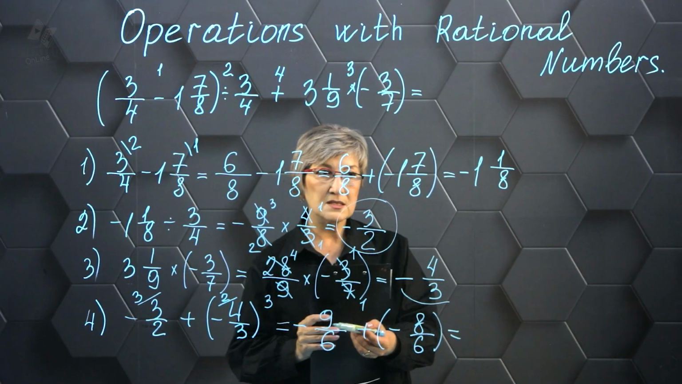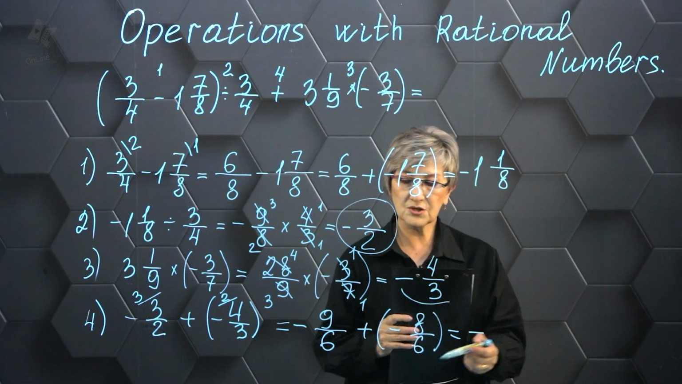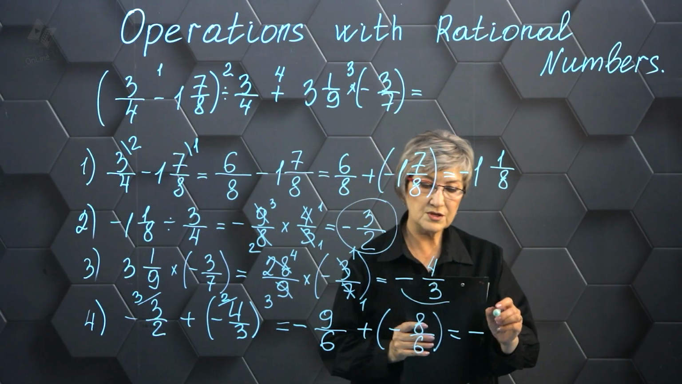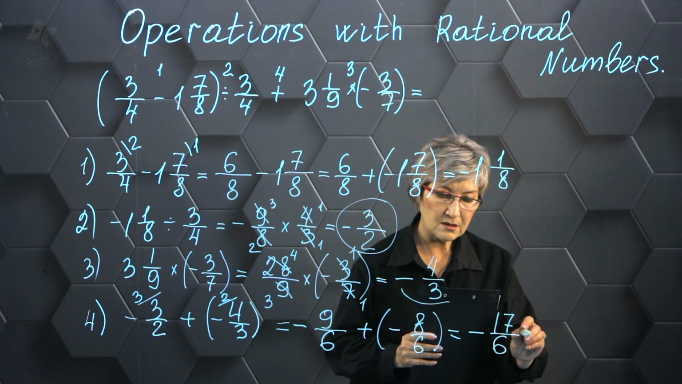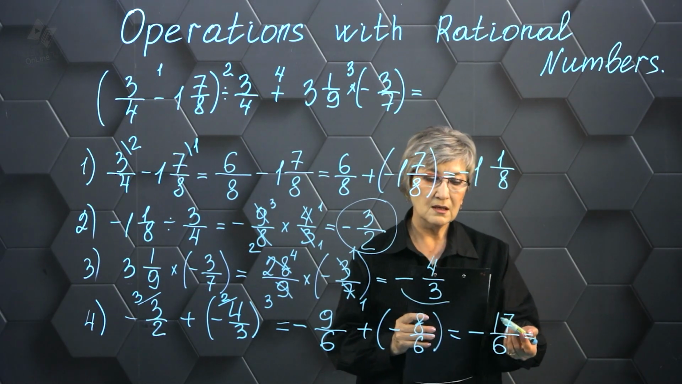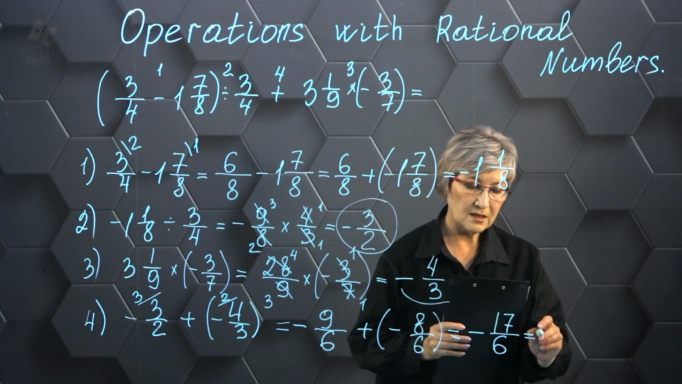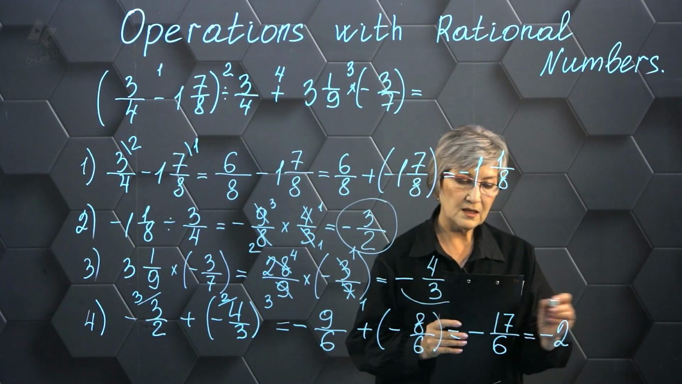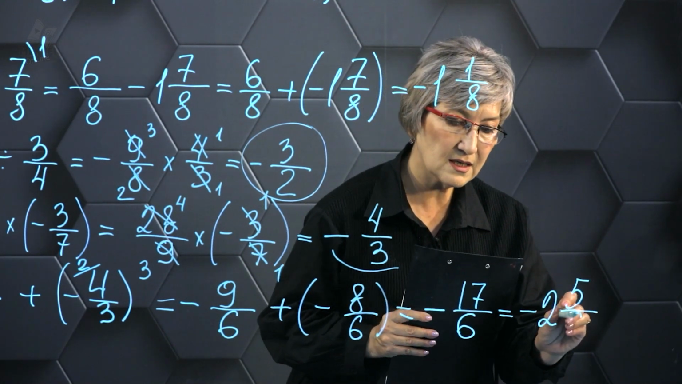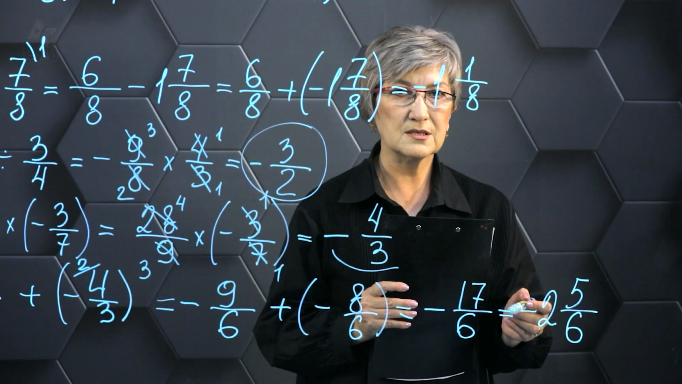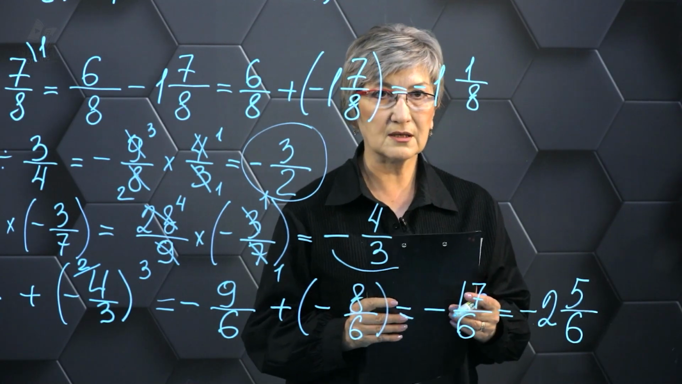And now, we add two negative numbers together. The result is a negative number. 9 plus 8 is 17. Minus 17/6. Let's write the result as a mixed number. 17 divided by 6 is 2, and we put 5 in the numerator, and we leave the denominator 6. The answer is minus 2 5/6.